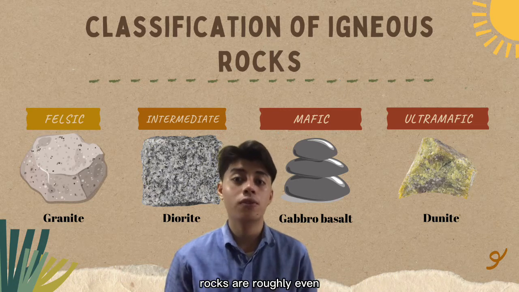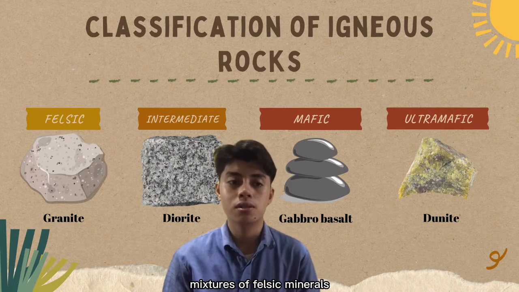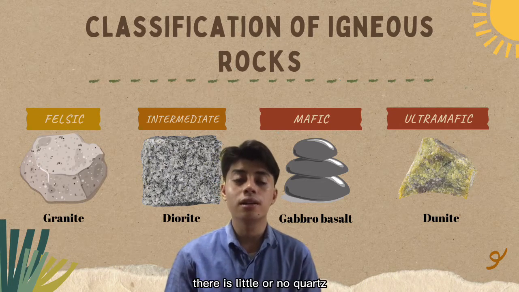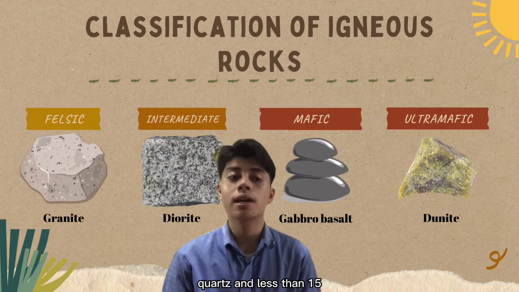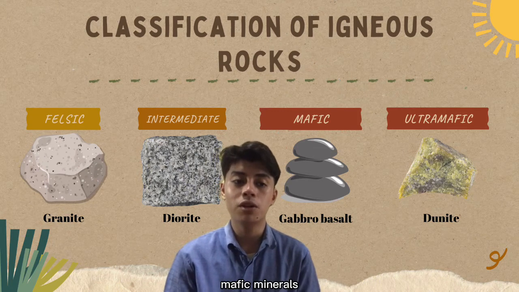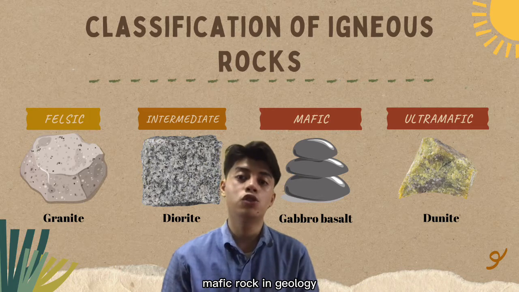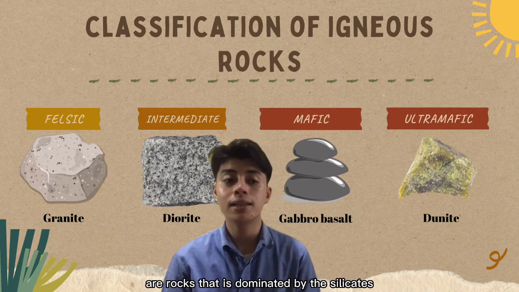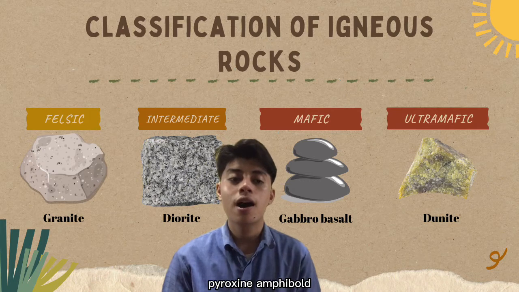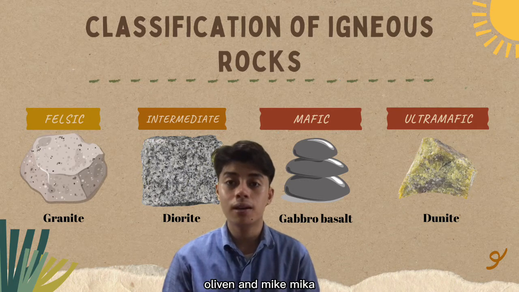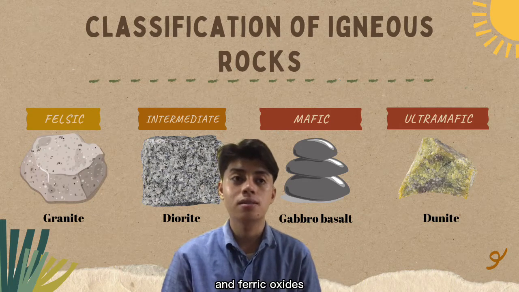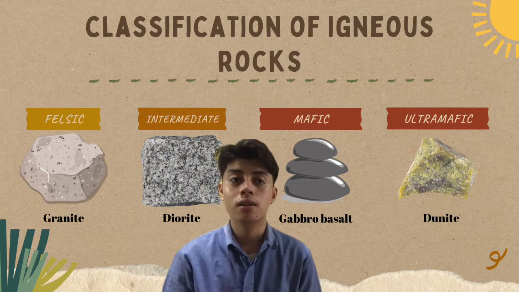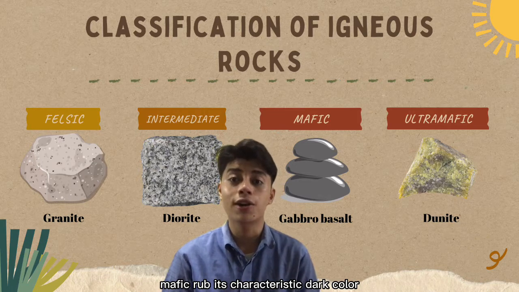Intermediate rocks are roughly even mixtures of felsic and mafic minerals. There is little or no quartz. Felsic rocks are mostly feldspar, at least 10% quartz, and less than 15% mafic minerals. Mafic rocks in geology are rocks that are dominated by the silicates pyroxene, amphibole, olivine, and mica. These minerals are high in magnesium and ferric oxides, and their presence gives mafic rock its characteristic dark color.